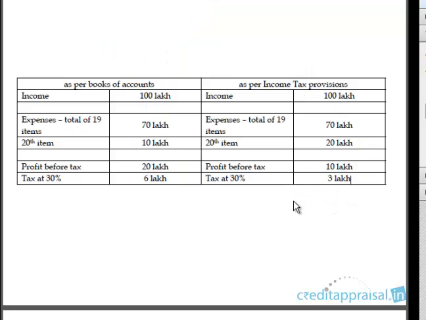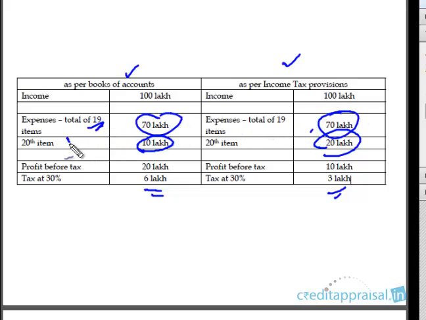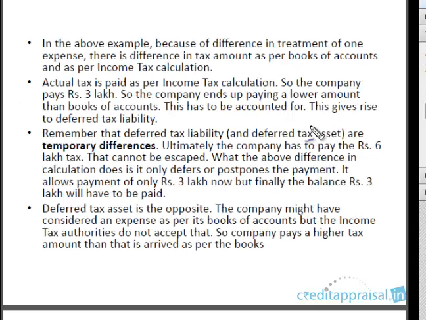So 30% of 20 is 6 lakhs here, and 30% of 10 lakhs is 3 lakhs here. So see the effect of different treatment of depreciation, one as per the books of account and one as per the Income Tax Act. By taking depreciation as a different amount in these two cases, you are arriving at a different tax amount, right? Just because you have taken depreciation to be different. Every other expense is the same. All the 19 expenses are the same. Just one item, depreciation, is different, and consequently we are arriving at a different profit and a different tax amount, one as per the books of account as per the Companies Act, and one as per the income tax provisions.